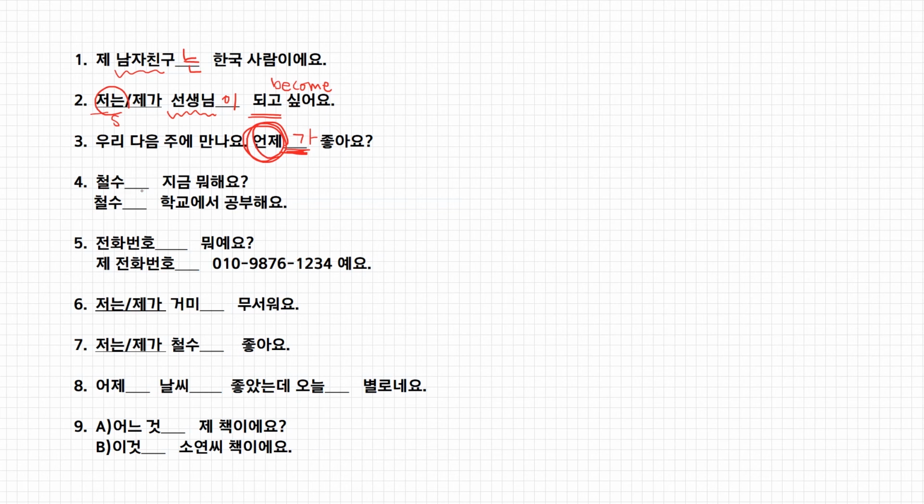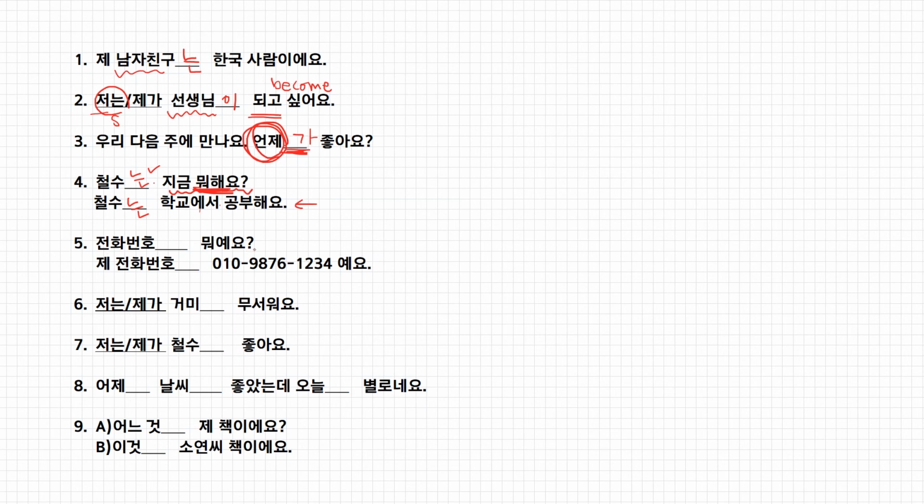철수는 지금 뭐해요? What is Charles doing now? What you want to know is what he's doing. So here, 는 is correct because when 는 is used, there is focus on what follows 는. So here there is focus. And to answer, 철수는 학교에서 공부해요. You're providing information about what Charles is doing. Therefore, 는 is used.